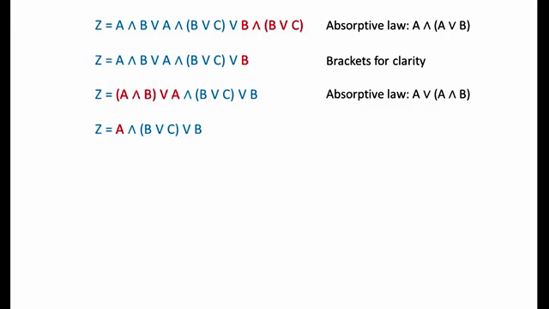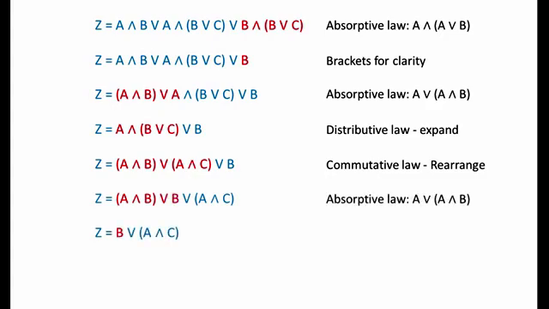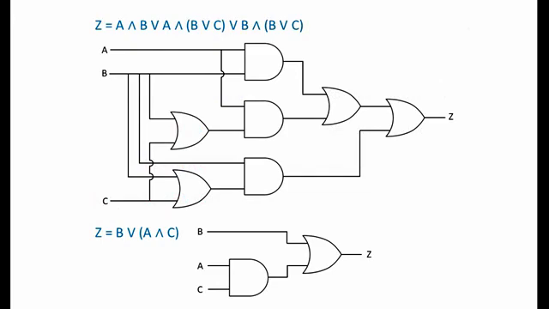With no other obvious reductions to be made yet, I'm now going to expand these brackets according to the AND distributive law. With a little rearrangement, as permitted by the commutative law, we've revealed an opportunity to absorb again. And so we have our final simplified expression. These two very different combinations of logic gates will do exactly the same job.